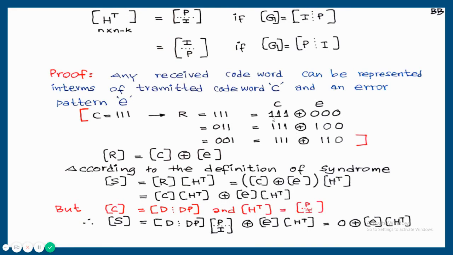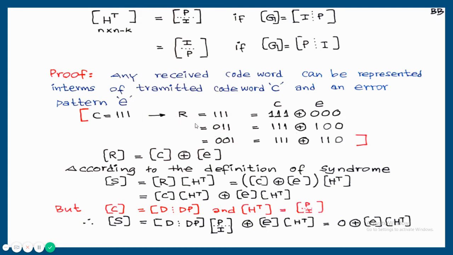So this received code is represented like this. Transmitted code 111 XOR 000. When I'm writing 000, there is no error, so the transmitted code and received code are the same. Another option I'm writing here: the received code is 011. So we can see there is an error. The first bit is the error bit. This received code can be represented like this: transmitted code 111 XOR 100. Here in the error pattern, the first bit is 1, so that is an indication the first bit is the error bit.